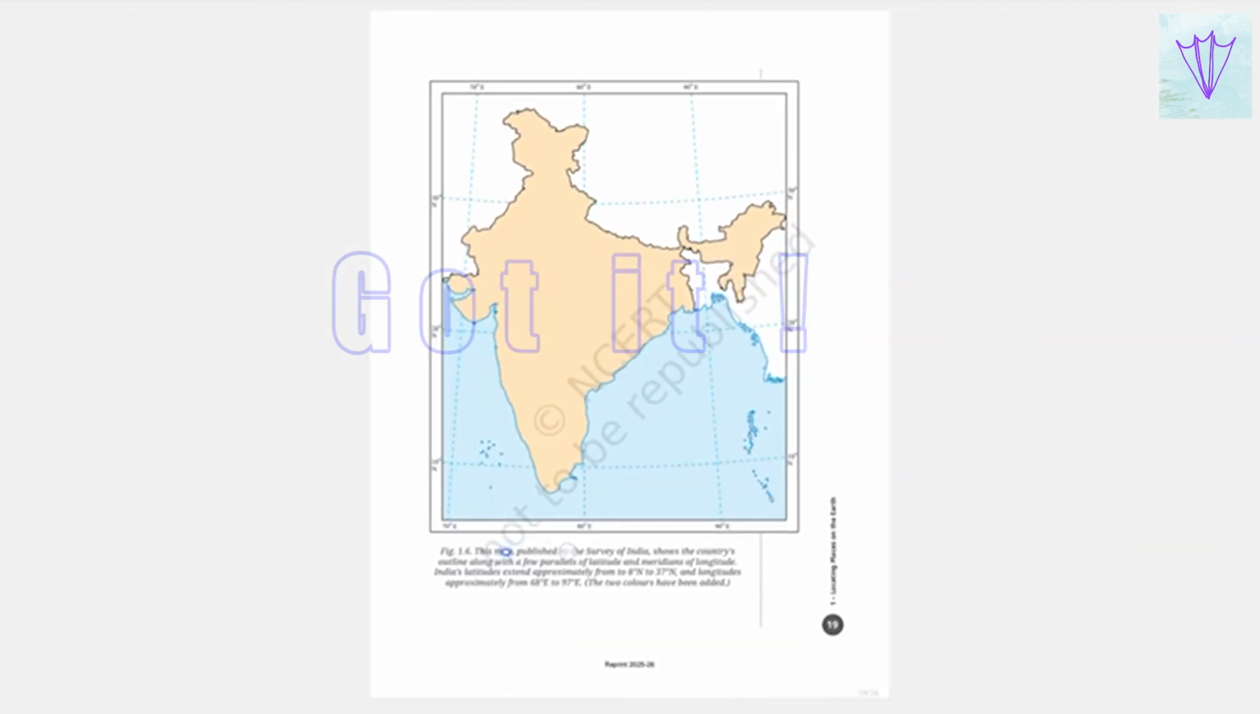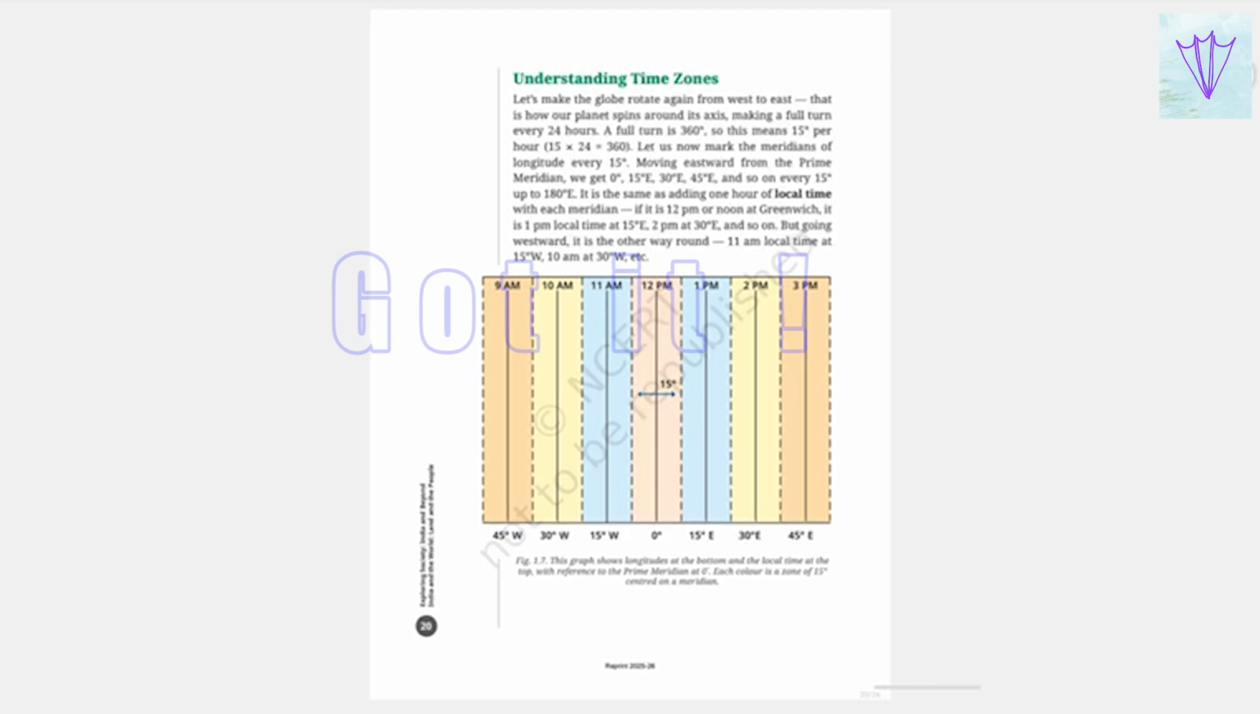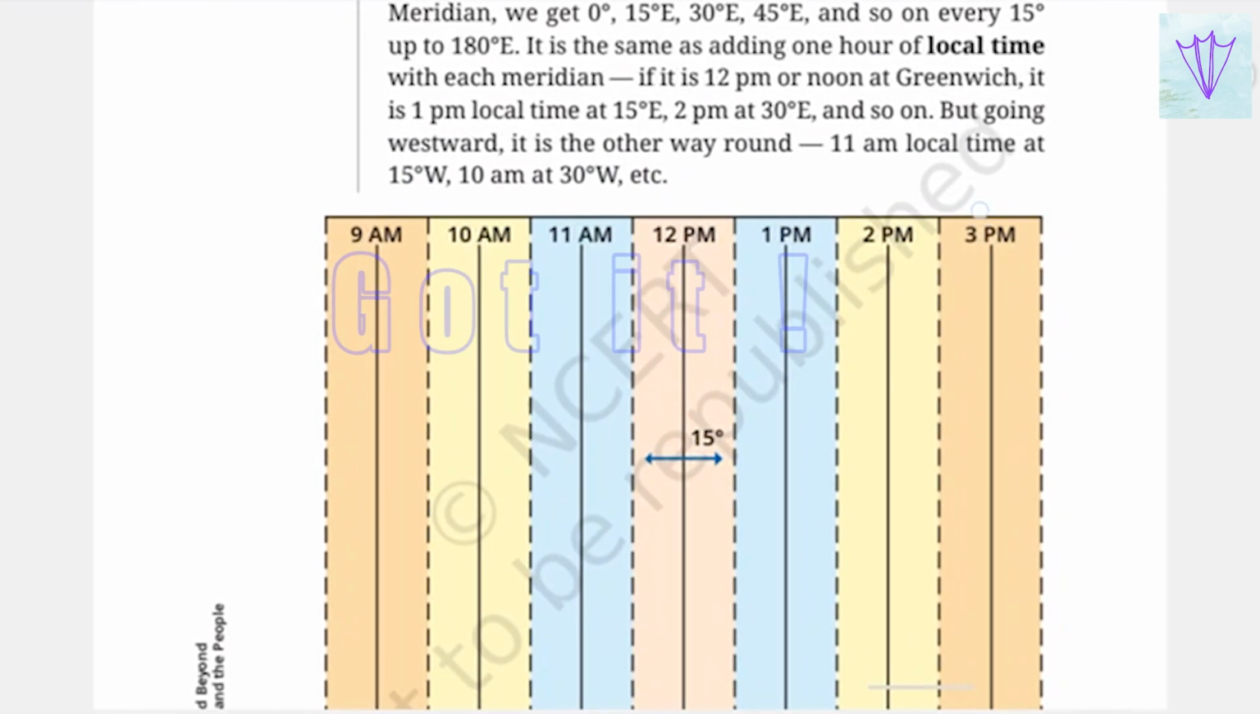And this is the map which is published by the Survey of India, which set up the specific symbols for representing on the maps, and shows that the country is outlined along with a few parallels of latitude and meridians of longitude. Next, we'll understand what the different time zones are.